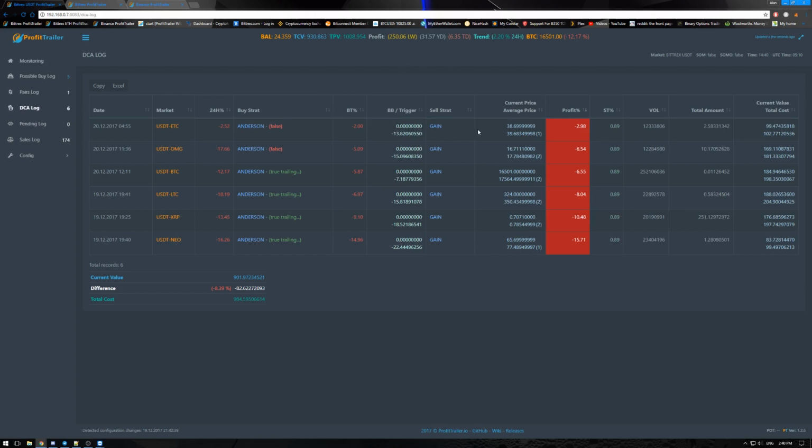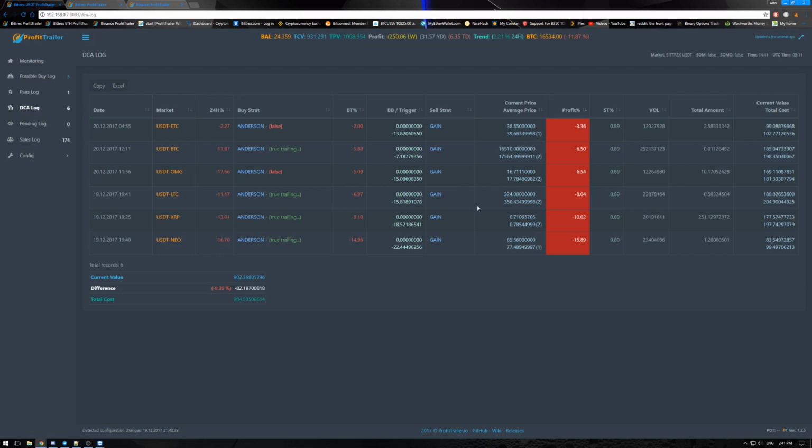Alright, we'll go through some of these. This is the current price of the coin right now, and the average price. And this little number here is a particularly nice little number. You see in brackets it's different. This is how many times it's DCA'd, so essentially how many times your pair has doubled down.